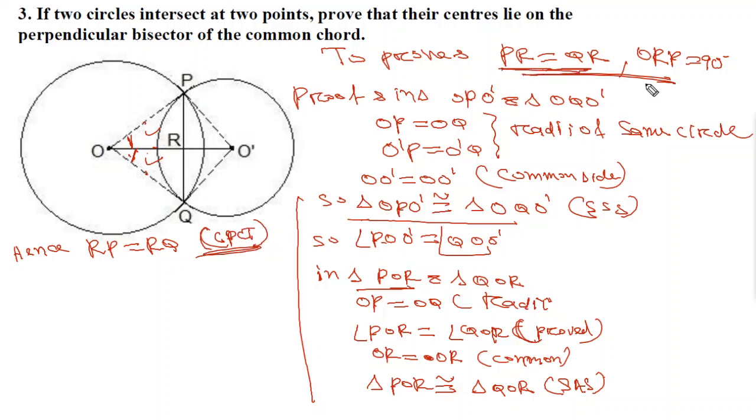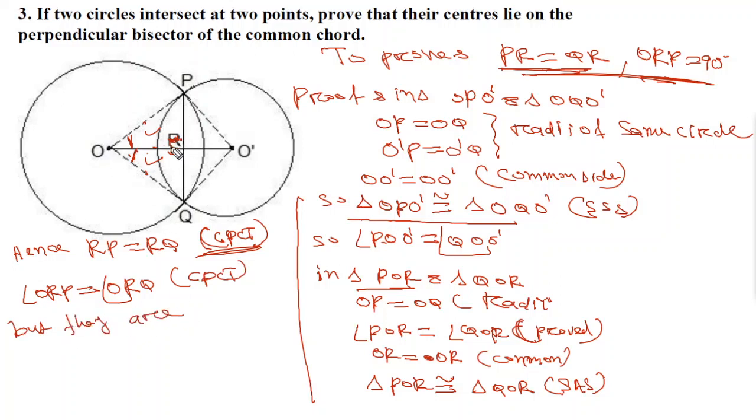Half of the thing we have proved. We have to prove this part also. Again, these two angles will also be equal. They are the corresponding angles. So you can write angle ORP is equal to angle ORQ. The reason is again CPCT. But look at the figure, angle ORP and angle ORQ, what type of angles are they? They are on one chord, that is PQ. Therefore they are a linear pair.